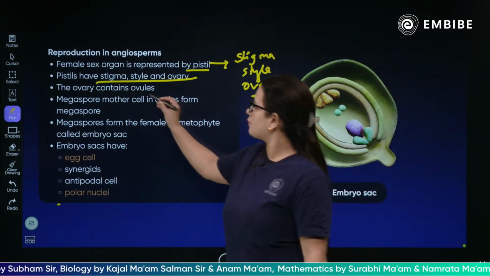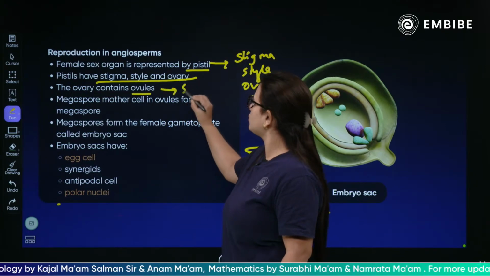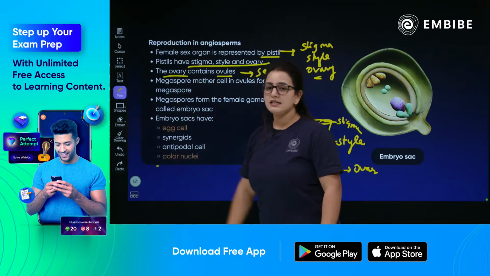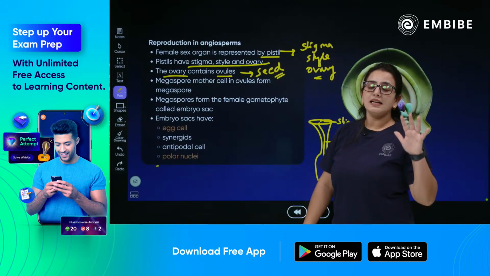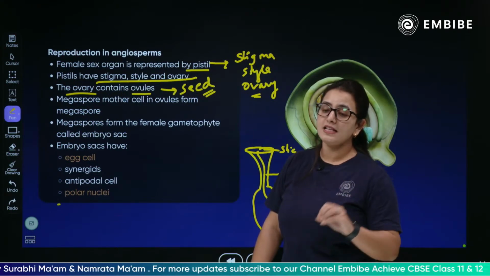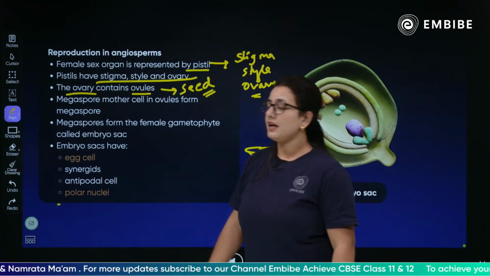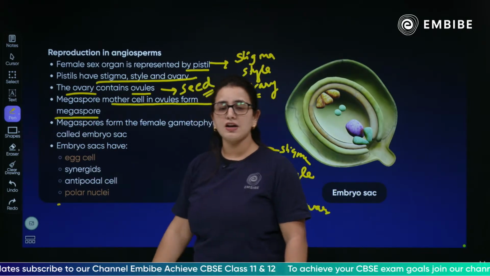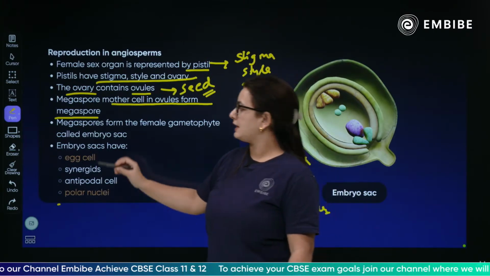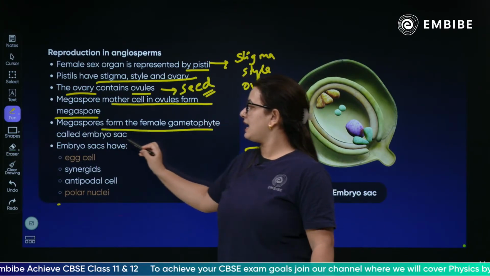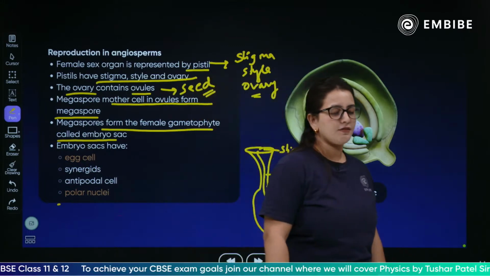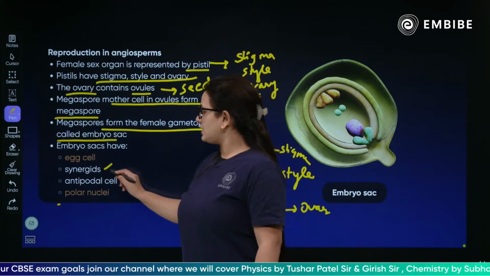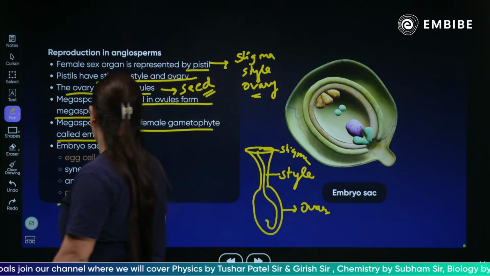The ovary has ovules. These ovules will eventually develop into seeds, and since the ovules are inside the ovary, they are called closed seeds. Ovules have megaspore mother cells which form megaspores. The functional megaspore will eventually develop into an embryo sac, and your embryo sac will have the egg cell, synergids, antipodals and polar nuclei.